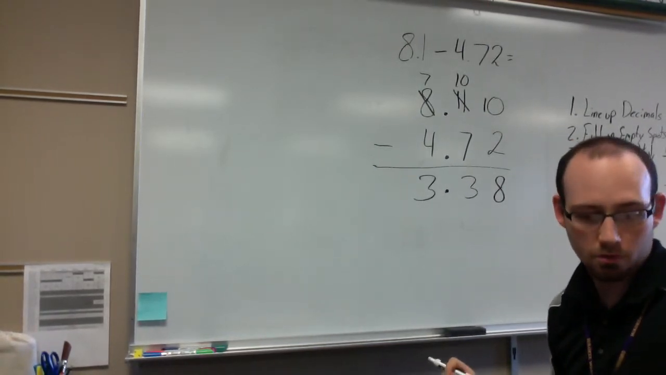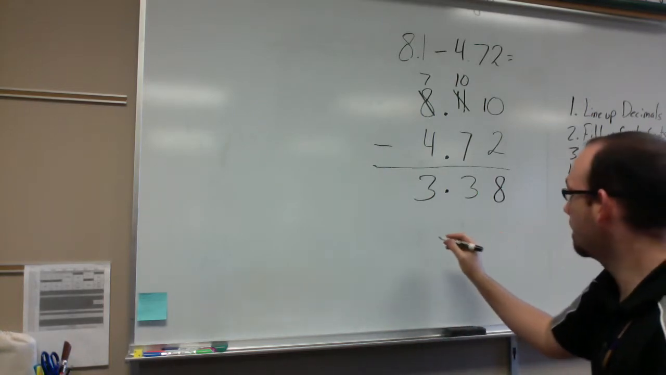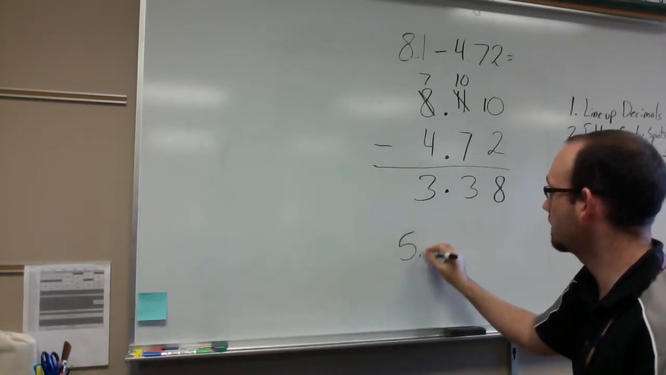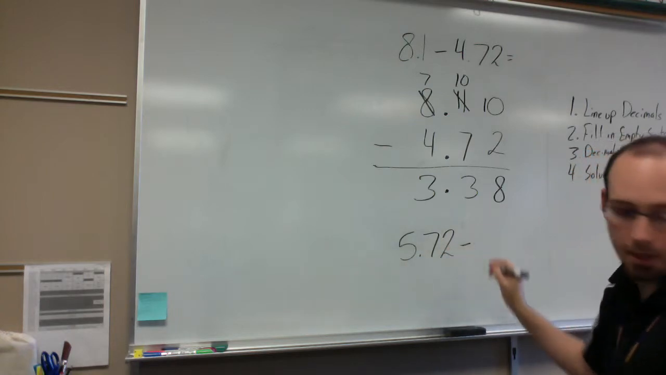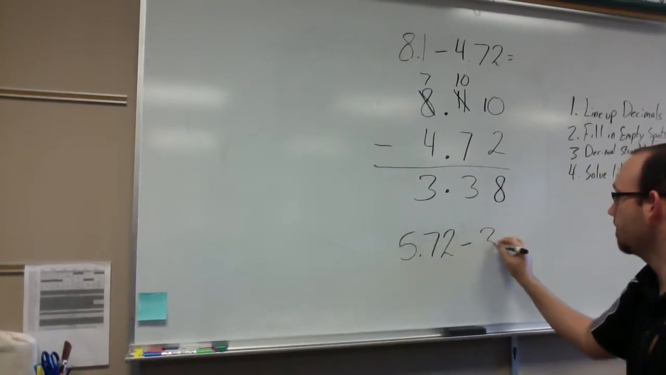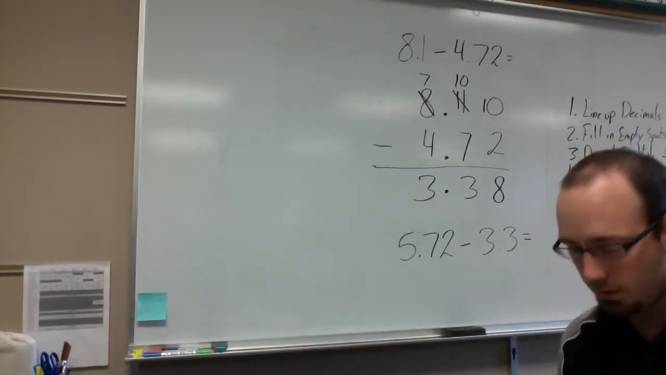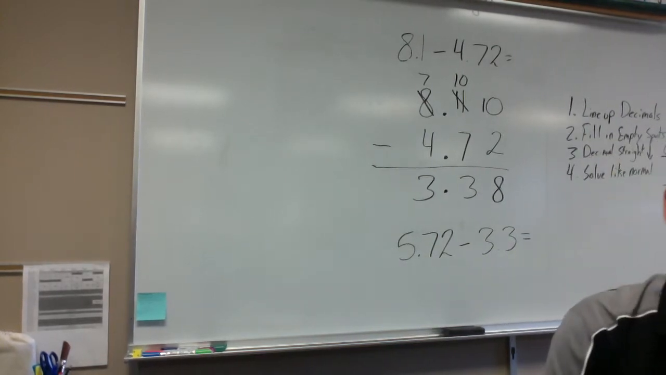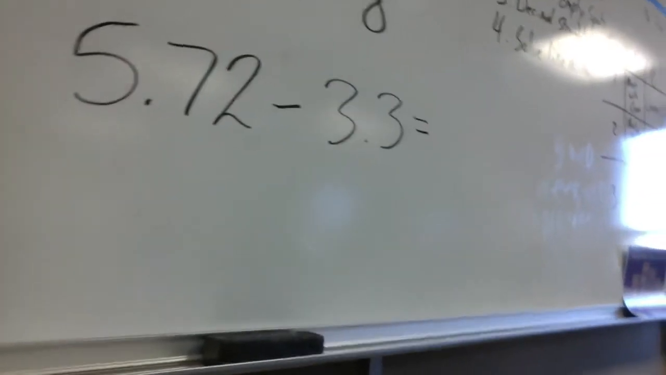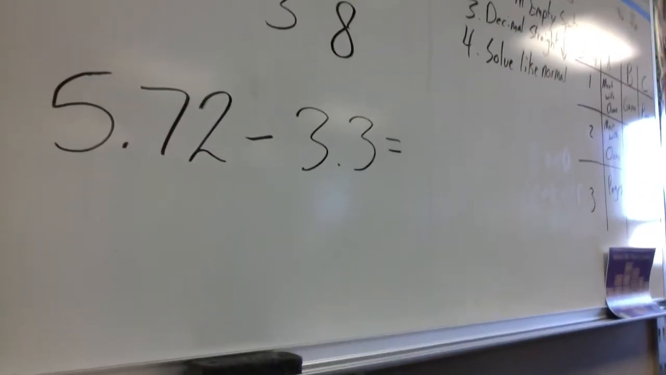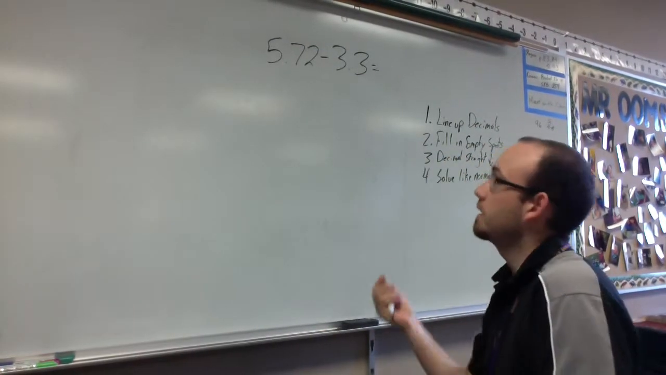Let's see if you can do one here. Let's try 5 and 72 hundredths minus 3 and 3/10. So, I want you to pause the video and see if you can solve that one there. 5 and 72 hundredths minus 3 and 3/10. Alright, let's see how you did.